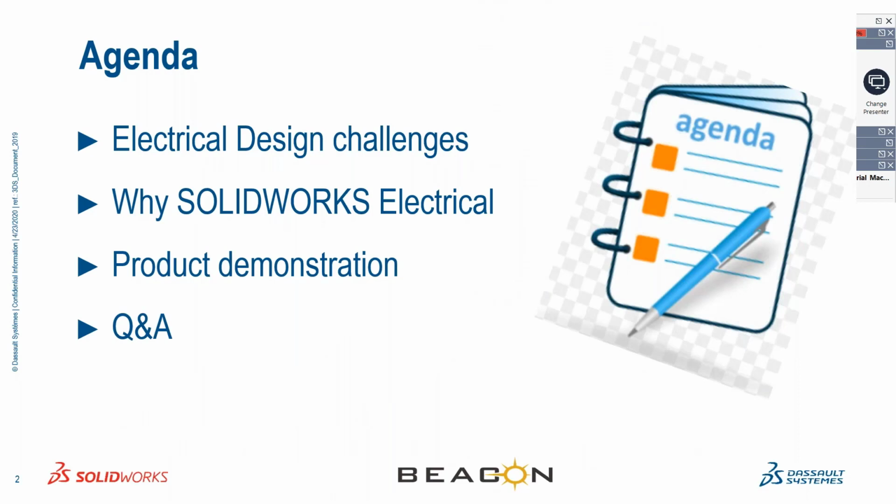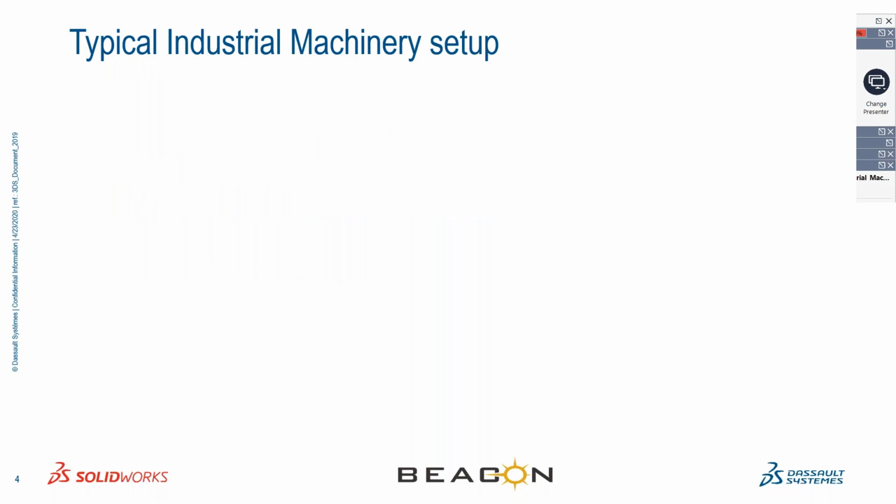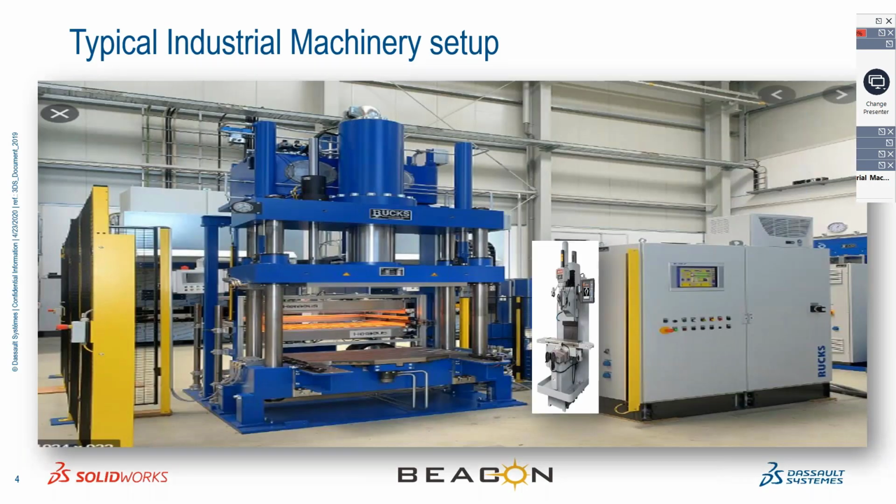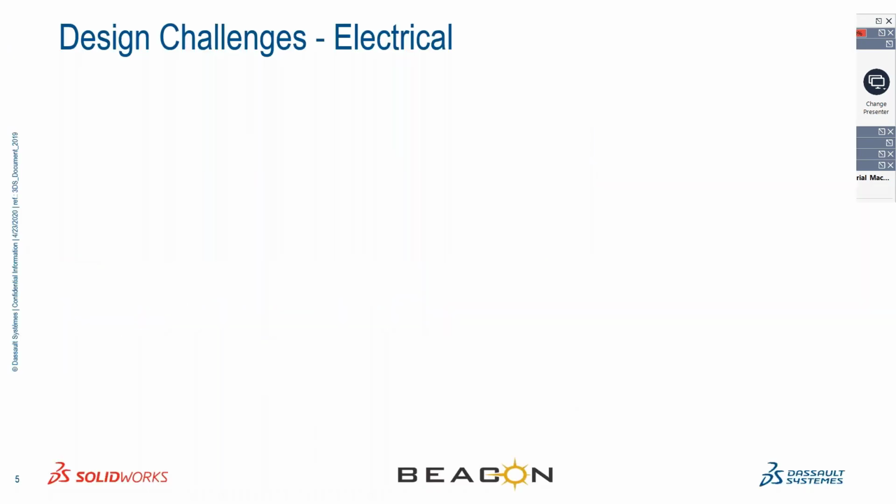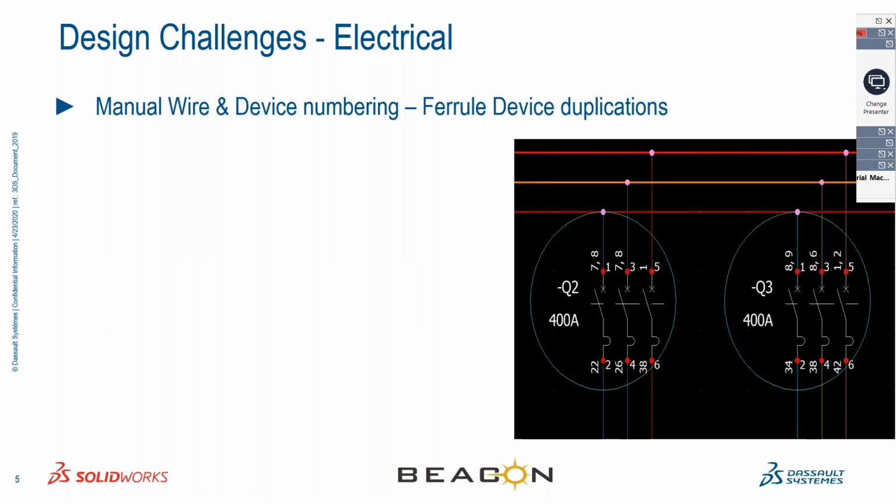So this is the agenda we will be following in the next 10 to 15 minutes. First, let's see the typical industry machinery. As we all know, the machineries will be set up, and then for that we'll have to do the cabling and wire harnessing. So let's see some of the design challenges we face in the industry. First thing is manual wiring. That is, we need to number the wires. If we have thousands of wires, numbering each and every wire will take a lot of time.